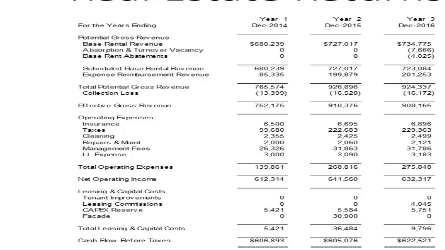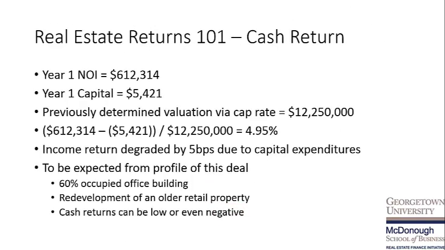Again, we are focusing on year one, and with the income return, we were focusing solely on that NOI number of $612,314. But for a cash return, we're focusing on the cash flow before taxes, which in this case is $606,893. And it would demonstrate here that we have a capital expenditure in the form of a capital reserve in year one of $5,421. So again, the year one NOI is $612,314. The year one capital is $5,421.